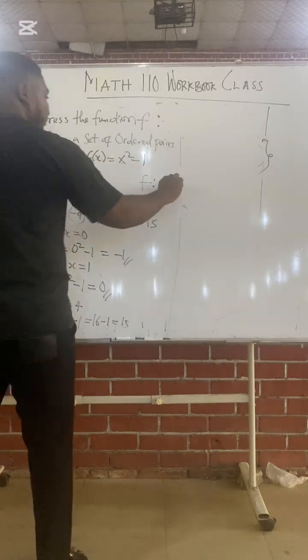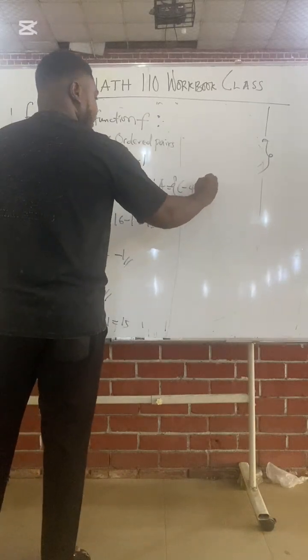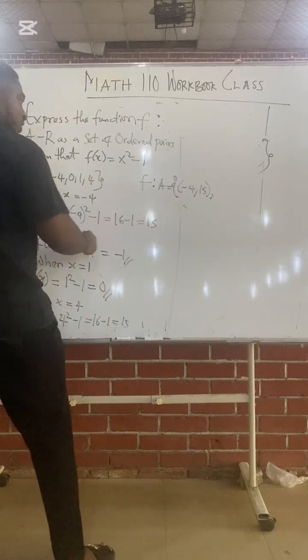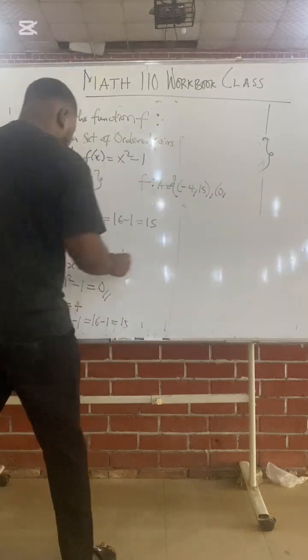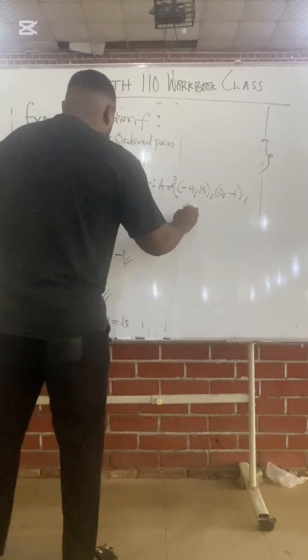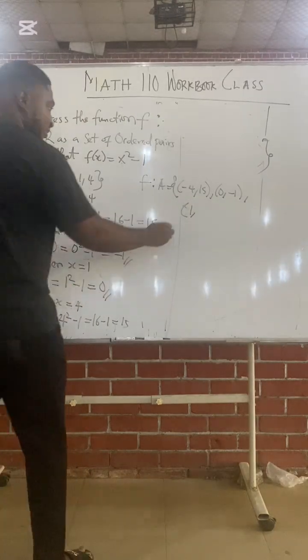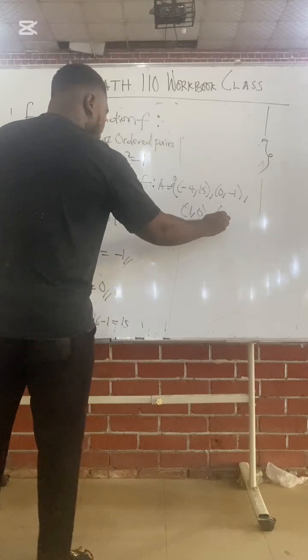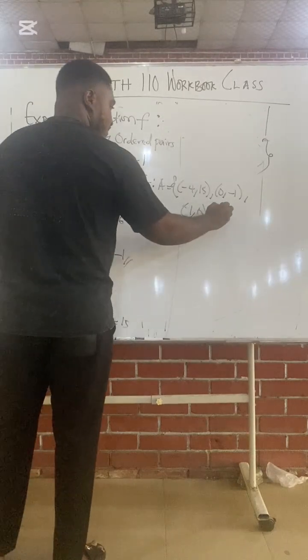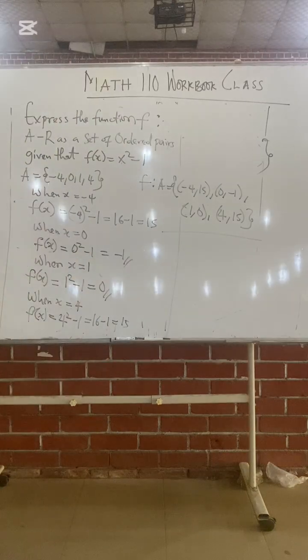When x was minus 4, open the bracket, minus 4, comma, what was f of x? 15, close the bracket. Another one, when x was 0, open another bracket, 0, comma, what do we have as f of 0? Minus 1. When x was 1, you write 1, what was f of x? 0. And the last one, when x was 4, we had what? I have expressed this as a set of ordered pairs. You have expressed it as a set of what? Ordered pairs.